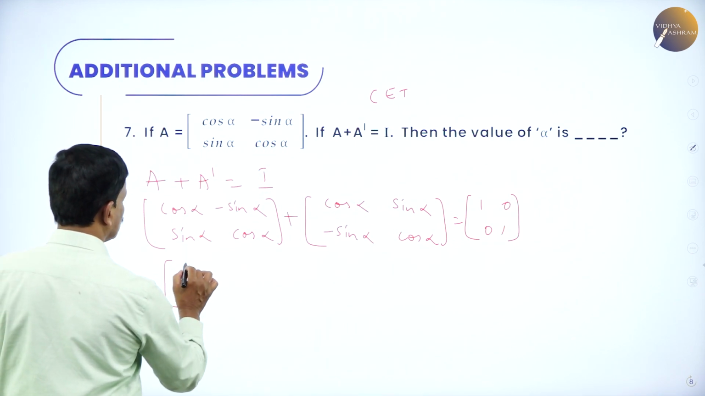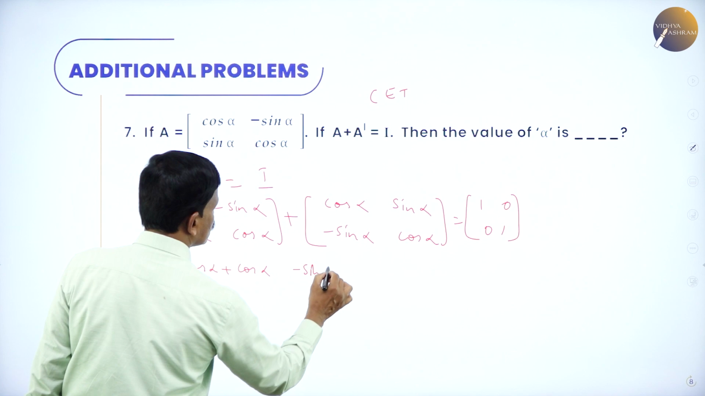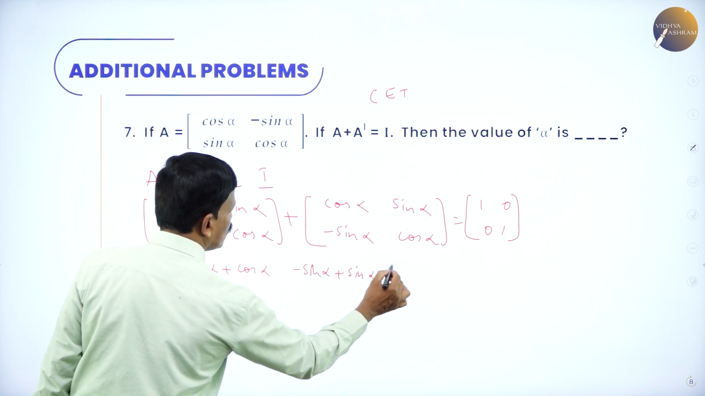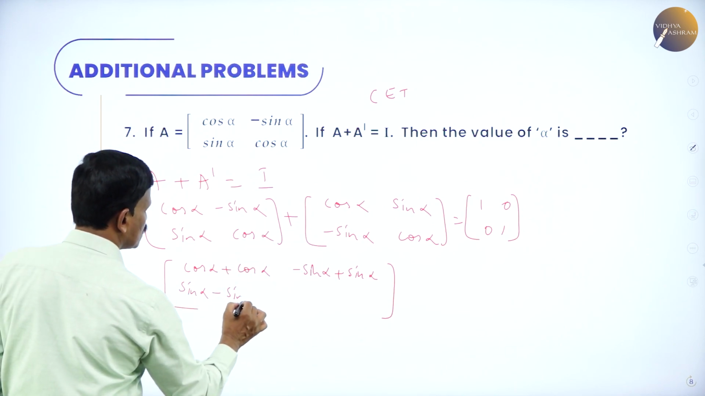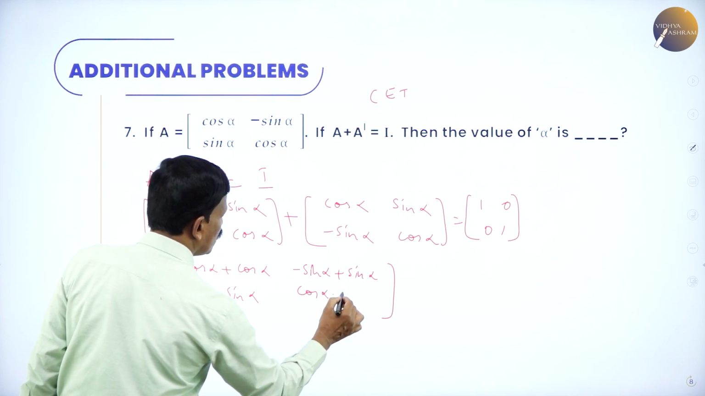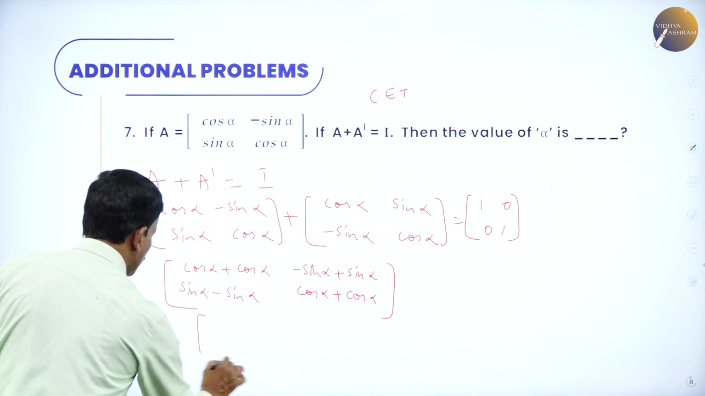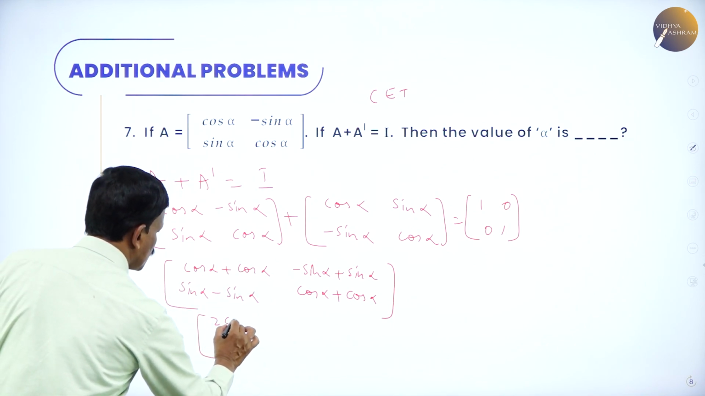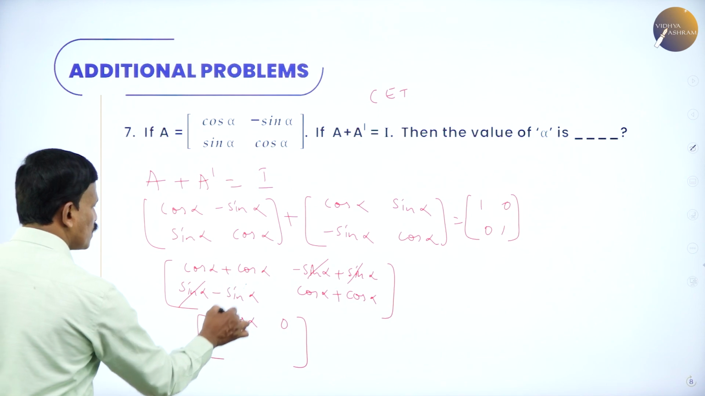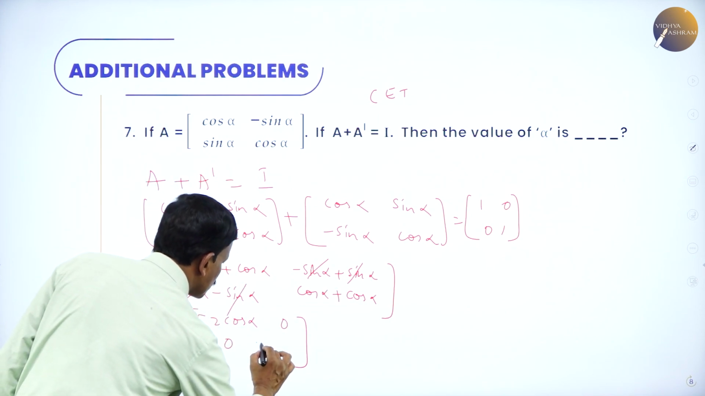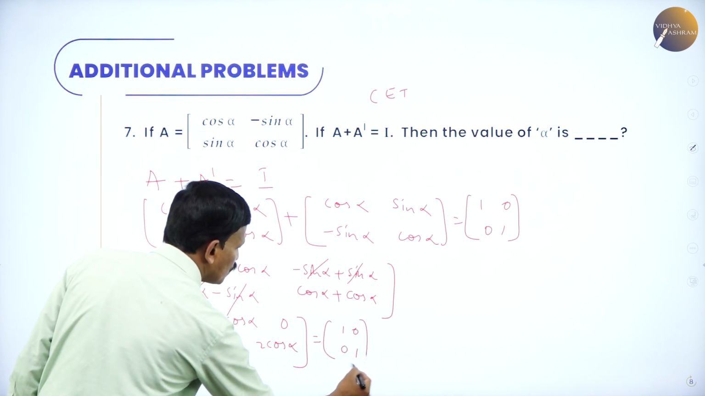So if we add, cos alpha plus cos alpha, minus sin alpha plus sin alpha, sin alpha plus sin alpha, cos alpha plus cos alpha. So this is equal to this matrix. Cos alpha plus cos alpha is 2 times cos alpha, minus sin alpha plus sin alpha gets cancelled, 0, minus sin alpha plus sin alpha gets cancelled, 0. Cos alpha plus cos alpha is equal to 2 times cos alpha. This is equal to 1, 0, 0, 1.